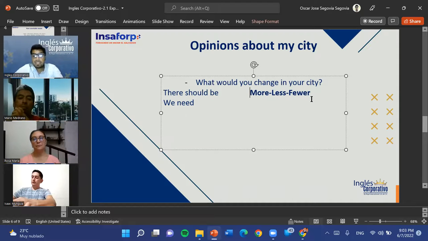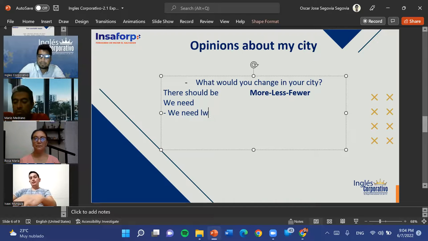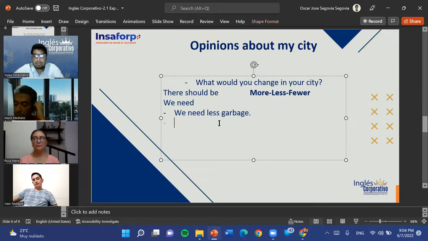All right, now, for Catherine, what will you change in your city? We need less. Mm-hmm. We need less. Basura. Garbage. We need less garbage. Garbage, yeah. We need less garbage. Las entradas de los pasajes. Okay. In the road entries. Okay, the road entries.